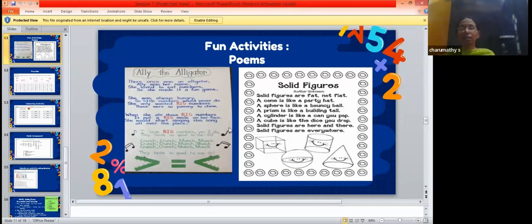So as soon as they see the flat, they should understand that they are plain figures. Yes, ma'am.